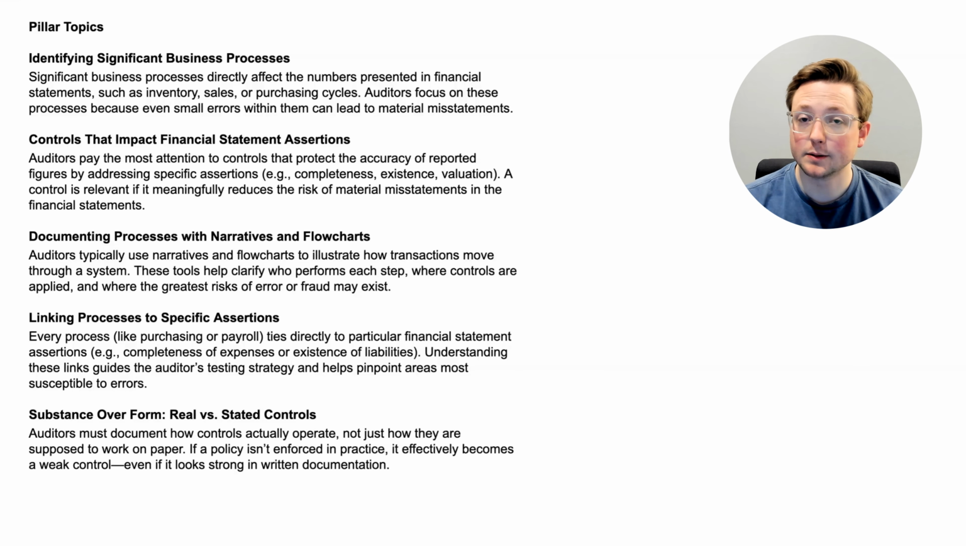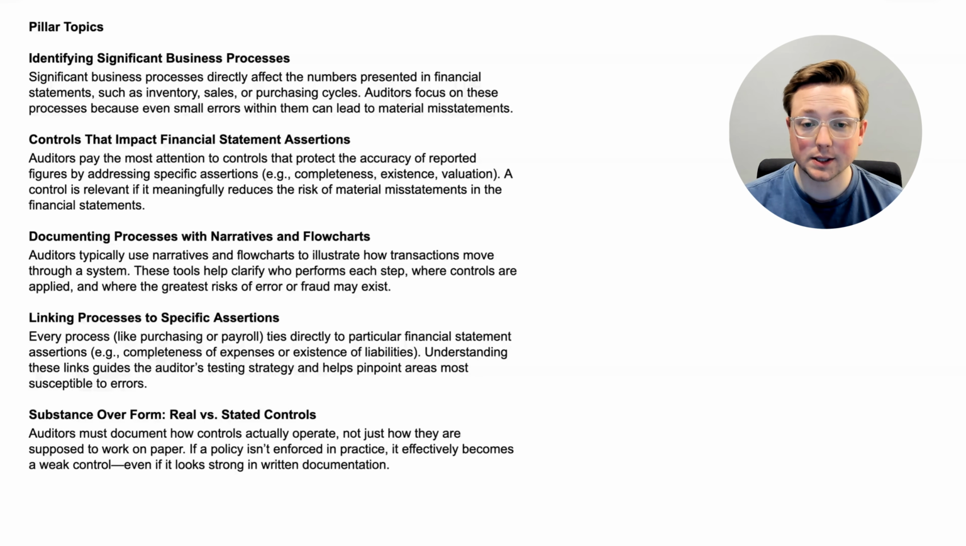Identifying significant business processes, that's the first one. Significant business processes directly affect the numbers presented in financial statements, such as inventory, sales, or purchasing cycles. Auditors focus on these processes because even small errors within them can lead to material misstatements. And sometimes they even focus on things that indirectly affect the financial statements because, again, anything that can lead to a material misstatement is something the auditor wants to pay attention to.